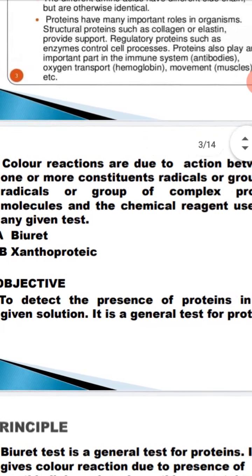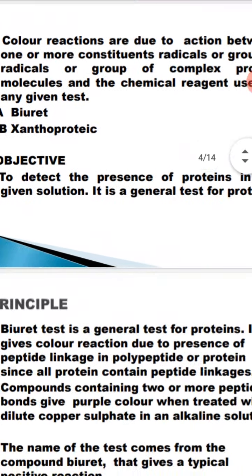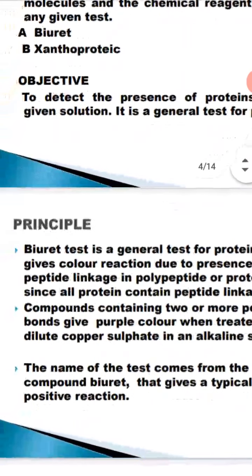So coming to the biuret test, what is the objective? We have to detect the presence of proteins in the given solution, and it is a general test for protein. What is the principle? Generally when we do a test, we have to write the principle. The biuret test is a general test for proteins and it gives a color reaction. Why? Because of the presence of peptide linkage in polypeptide or protein.